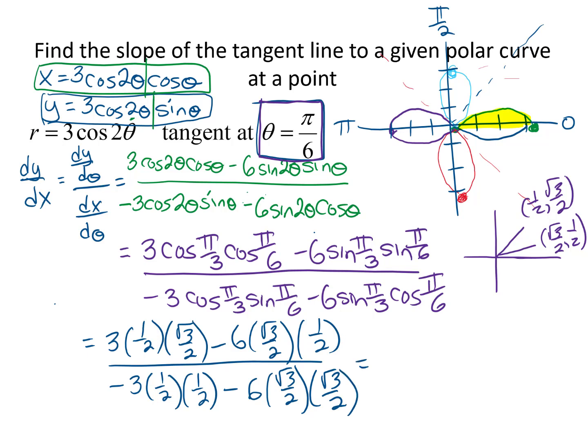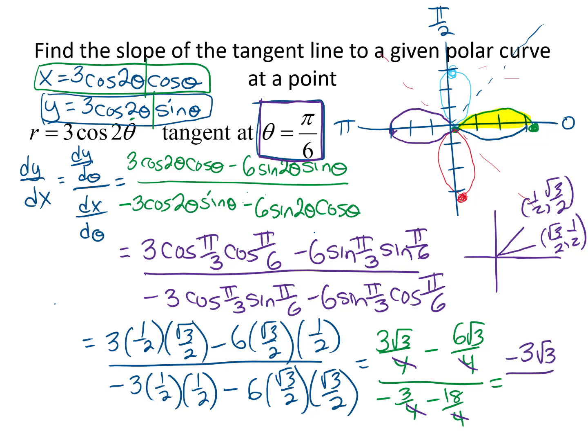Okay, let's simplify a little bit. Let's multiply each of those pieces. So it looks like the first one we have 3 square roots of 3 over 4 minus 6 square roots of 3 over 4, over negative 3/4 minus 18/4. All right, so one of the things we can do is multiply top and bottom by 4, and that's basically going to get rid of our fractions there. So we have negative 3 square roots of 3 over negative 21. And the two negatives will cancel, and we can reduce the 3 and the 21. So we're going to just get square root of 3 over 7.